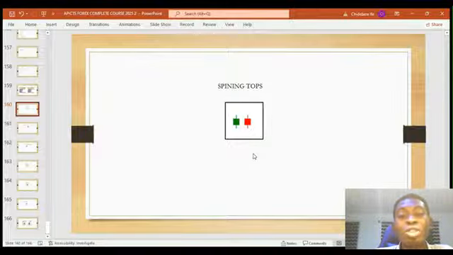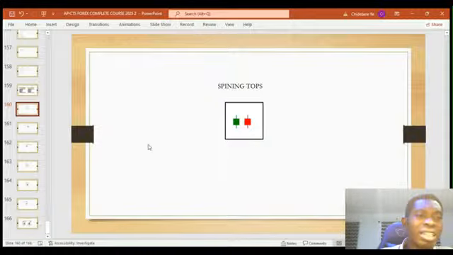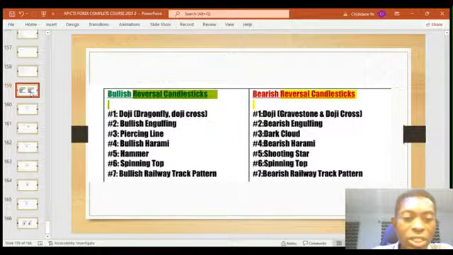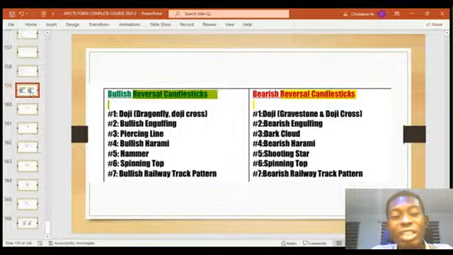But I didn't really show you how exactly a spinning top looks like on my slide like this. So these are the reversal candles that you should take note of. And the last on this list is called bullish railway track and bearish railway track. These are also very, very important reversal candlesticks. It's stronger than an extended piercing candle and extended dark cloud cover.